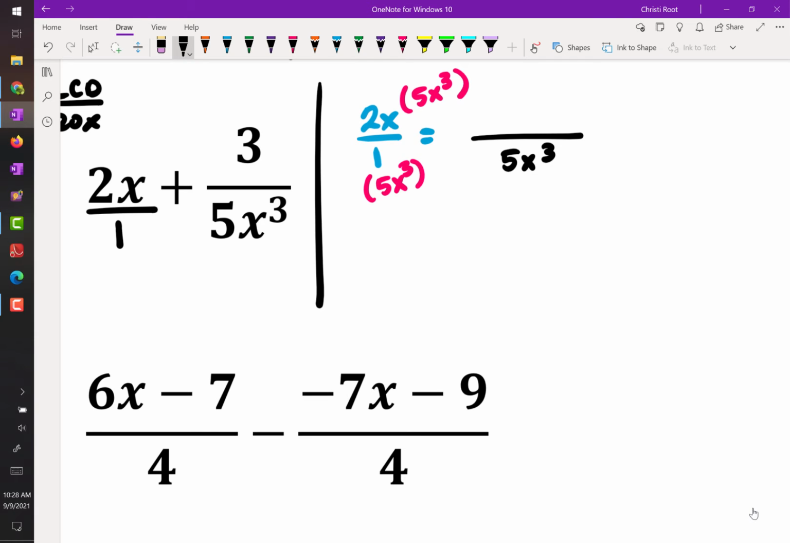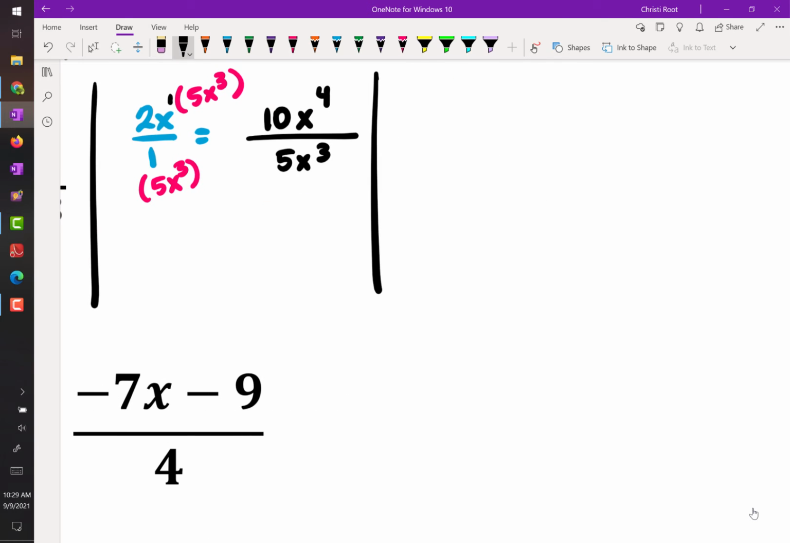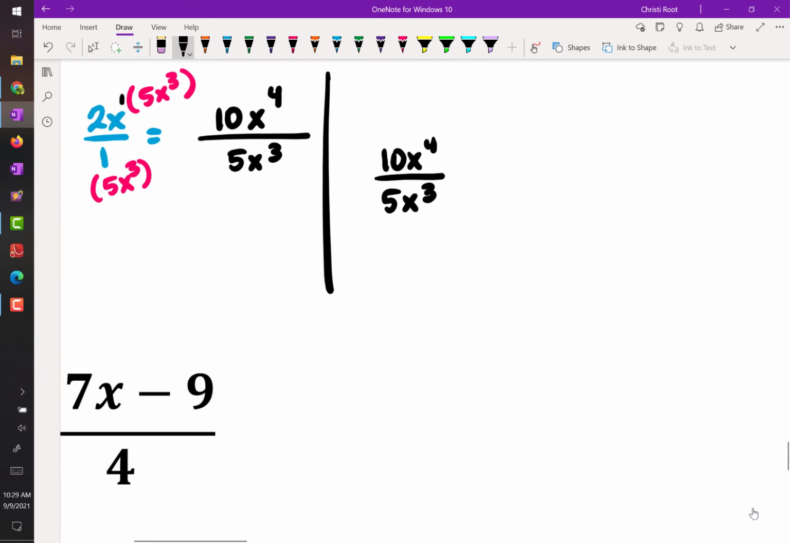On the top, they are monomials. So when you're multiplying monomials, numbers first. So 2 times 5 gives you 10. And then x times x to the third would be x to the fourth because you have to add your exponents. Okay, so I'm going to rewrite the statement. I'm going to put 10x to the fourth over 5x to the third plus 3 over 5x to the third.